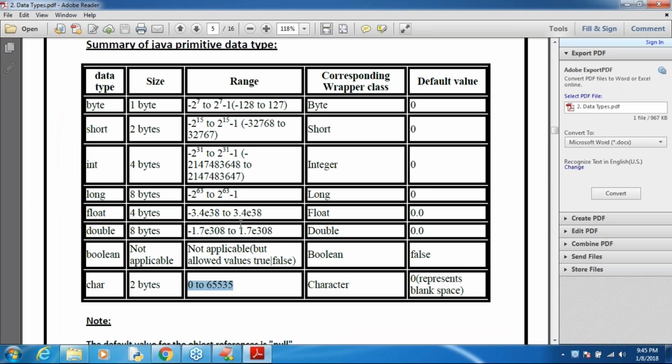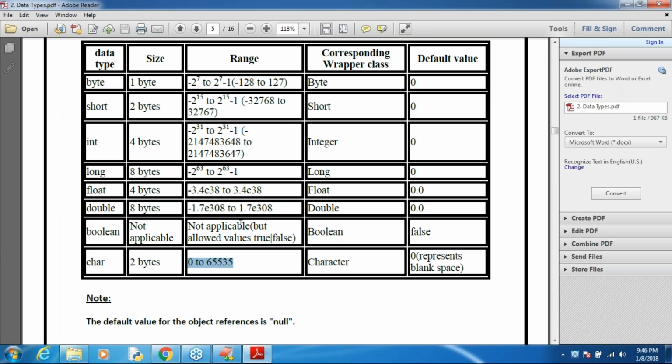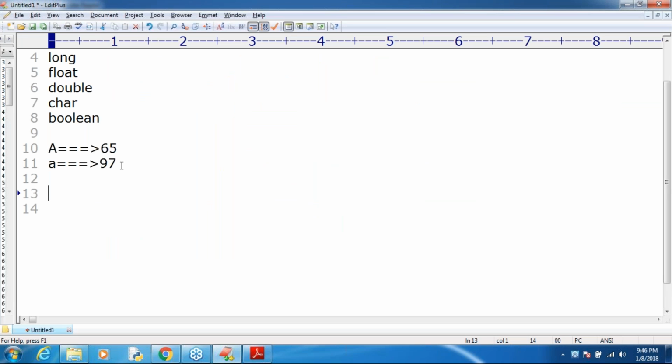Up to these data types we already covered. Now, what is the next scene we have to talk about? Especially keeping our exam in mind, just observe that. The literals concept is a very important concept. Literals. Do you know?